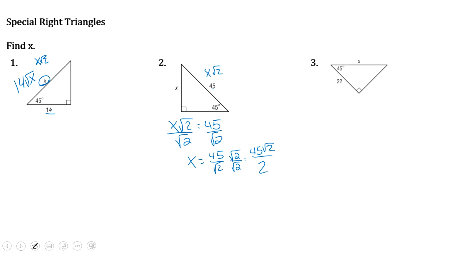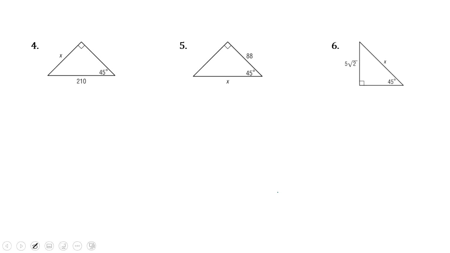I'm just going to leave it like that. You can leave rationalized numbers like this. We can leave them as fractions. So x actually equals 45 times the square root of 2 over 2. If you want to simplify it, 22.5 square root of 2, that's fine, but you don't have to. Okay, so you try the rest of those. There's problem 3 on this screen. There are 3 more on the next screen. Again, the video will be posted, and then the PowerPoint presentation will be posted with all the right answers so you can check your work after you do it.